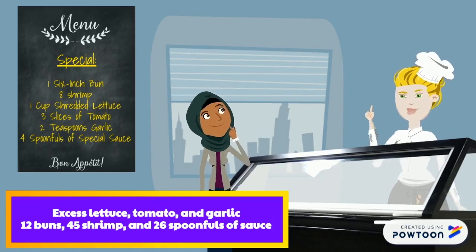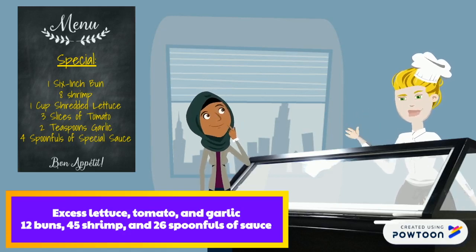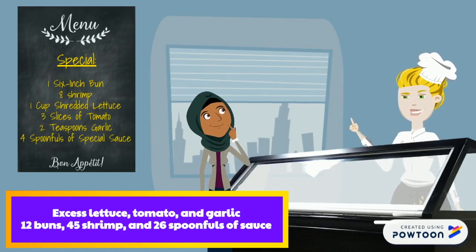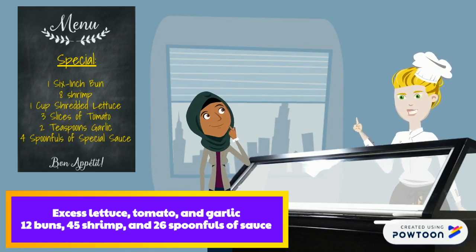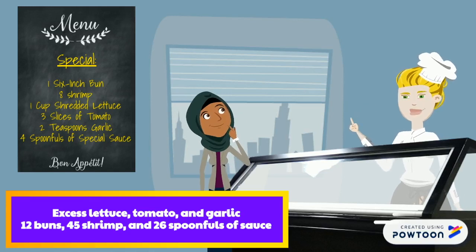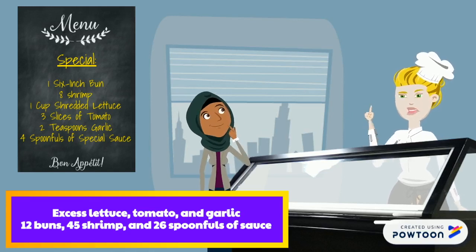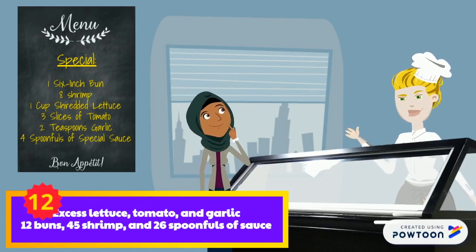Since there's excess lettuce, tomatoes, and garlic, we do not need to worry about those values because they will not limit our reaction by being the first to run out. If we have 12 of the 6-inch buns and imagine that all other ingredients have no limit, we could make 12 sandwiches since each sandwich requires 1 bun.